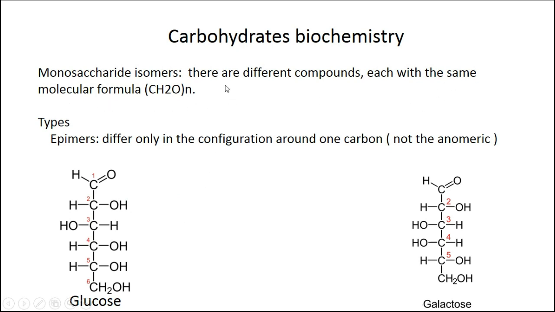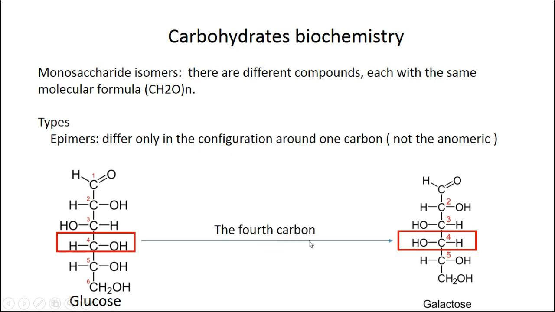We said that they are different compounds, so how are they different? If you look at the 4th carbon and look at the hydroxyl group attached to it, you would see that it's on the right in glucose and on the left in galactose. So there is a difference in the configuration around one carbon, which is the 4th carbon right here. But that carbon can't be the anomeric carbon, which is the first carbon in this case.